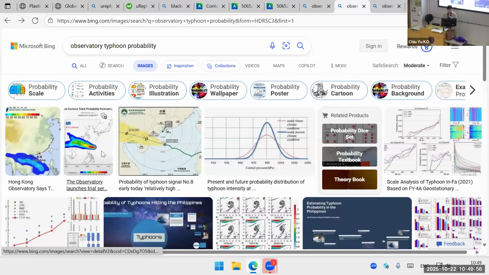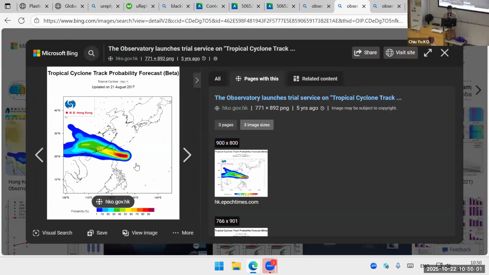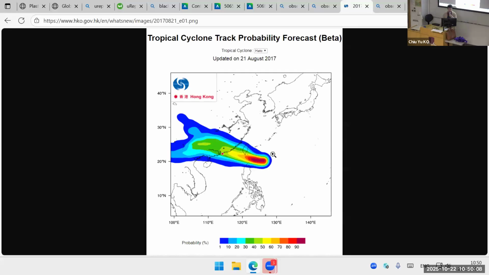So this is better. I think this is the Hong Kong version. Let's see. Can I double click to view the image? Yes. So this will be the image, right? You will see it assigns some probability. Of course, there's some issue about probability anyway, but let's assume this is fine. So do we see there's a 90%, right? It's here, right? And the more blue the color, the less likely, right?